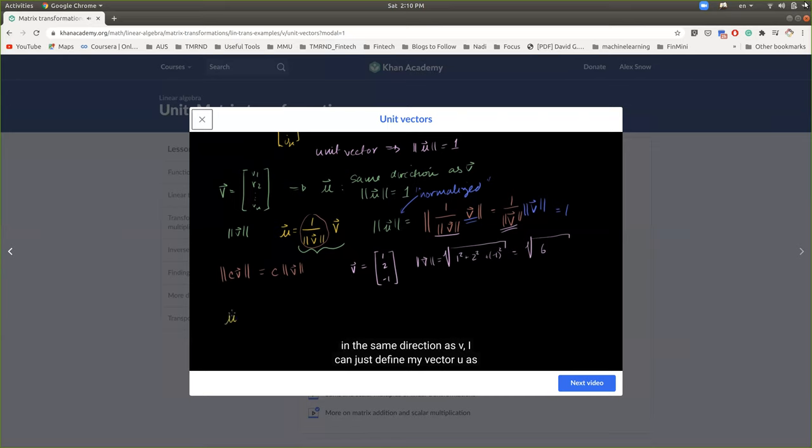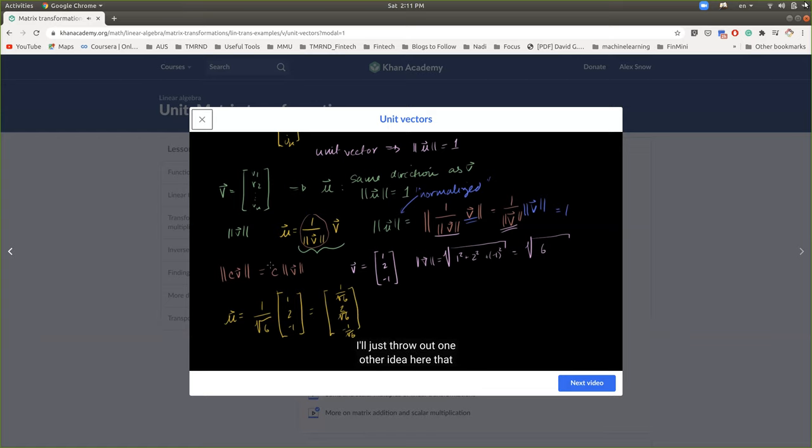just define my vector u as being equal to 1 over the length of v, 1 over the square root of 6, times v. So times 1, 2, minus 1, which is equal to 1 over square root of 6, 2 over the square root of 6, and minus 1 over the square root of 6. And I'll leave it for you to verify that the length of u is going to be equal to 1.